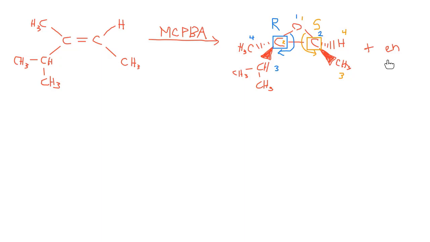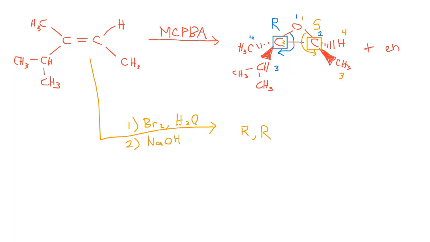Notice that what I cannot get is an RR or an SS. If I wanted to get the RR or SS for this, I would have to use the alternate method of making this, which would be Br2 in water, followed by NaOH. And that would give me the RR and the SS.